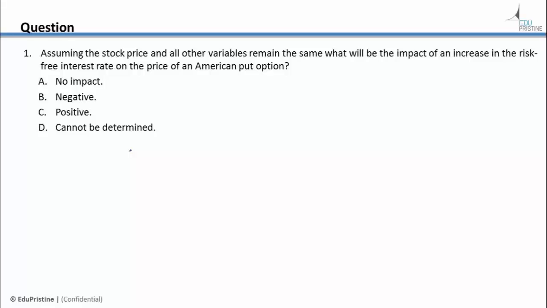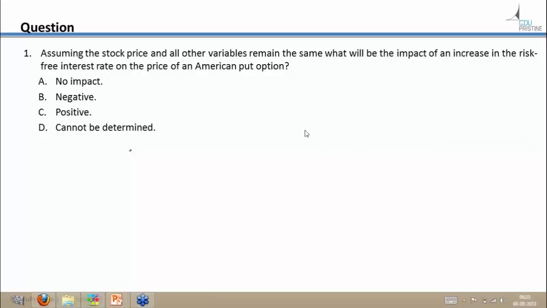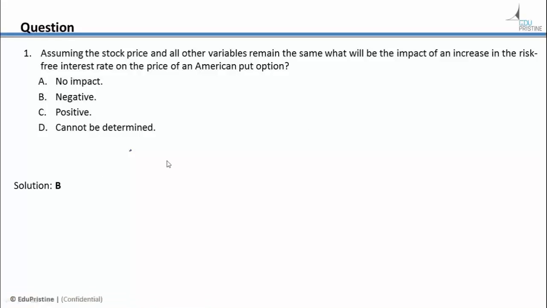Now, the simplest way is to try to solve this logically. For example, let's say you have a put option where you have the right to sell at 50. What is the basic definition of a put option? That you have the right to sell at 50, after 3 months or 2 months or 1 month.